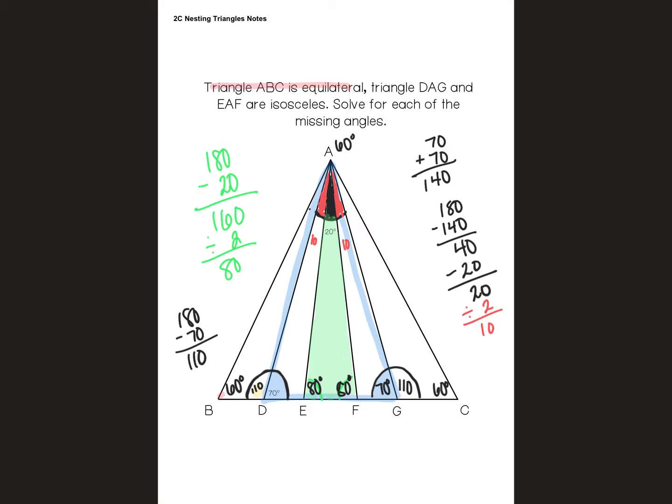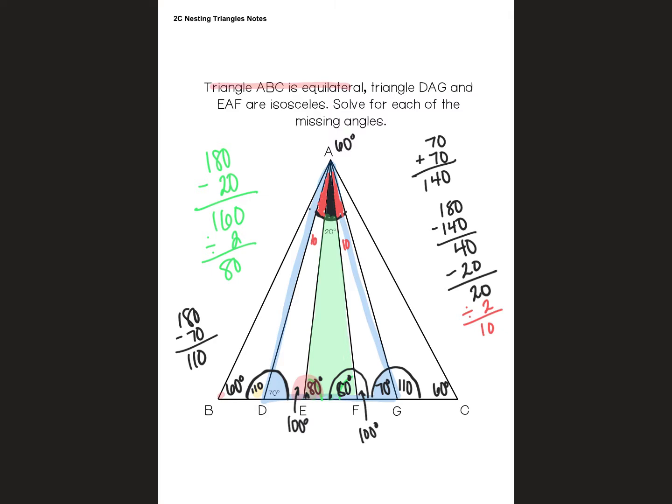And this also happens again right here. So these two angles, they're a linear pair. They have to add up to be 180. If this section here is 80, that makes this one 100. And the exact same thing happens here. So this angle would also be 100.